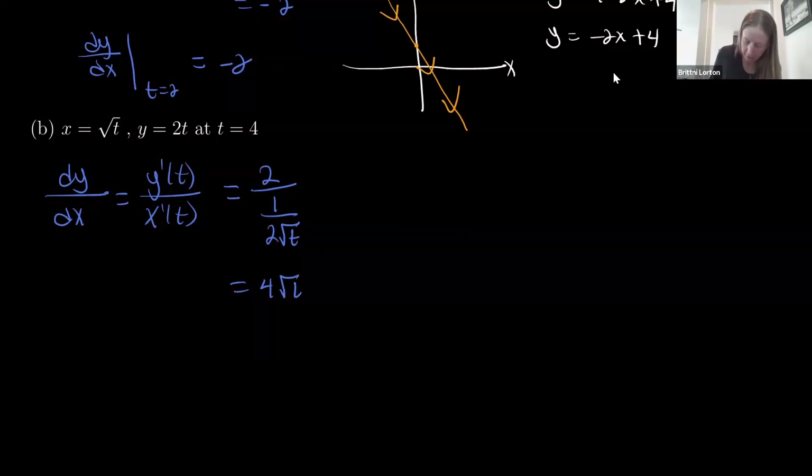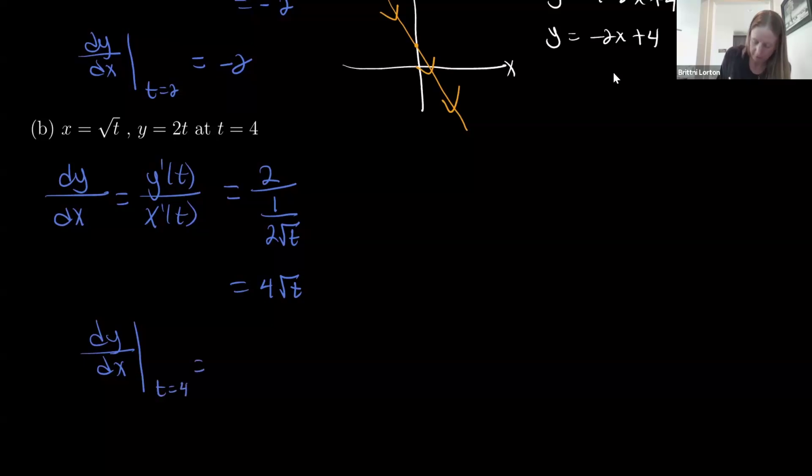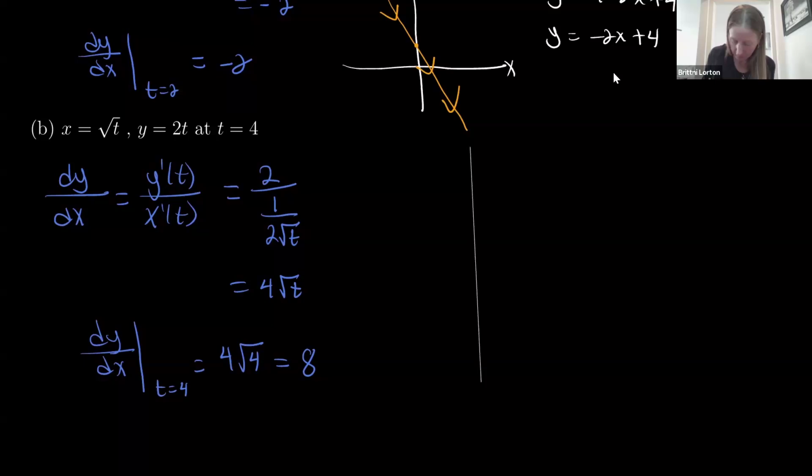So now I have still a t involved, which is maybe a little bit more exciting. So dy/dx evaluated at time equals 4 is going to be 4 times the square root of 4, which is 8. So the slope of the tangent line at time equals 4 will be 8. Now I do want to draw the graph just like we did before, and this one I'm going to be a little bit more precise on. It has just a little bit more exciting numbers here.